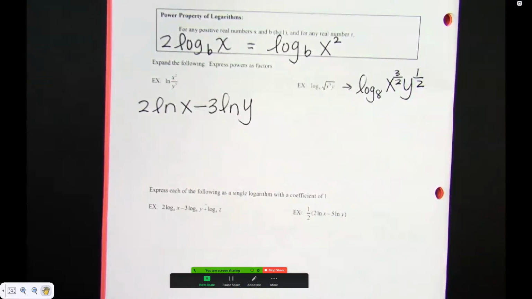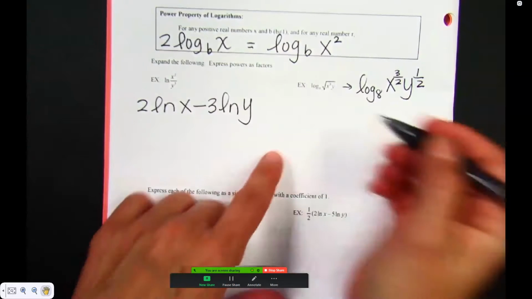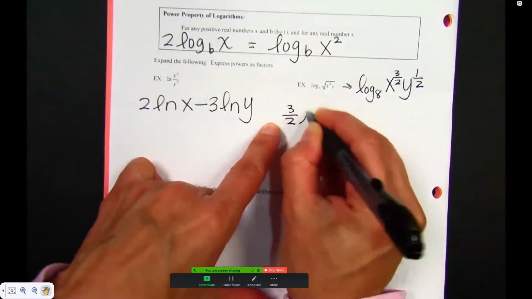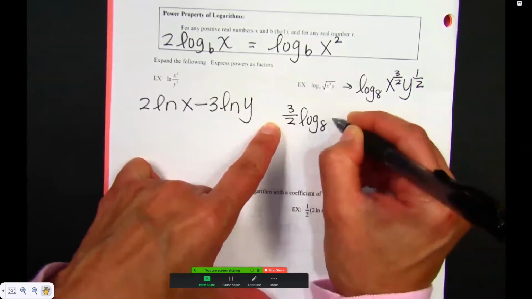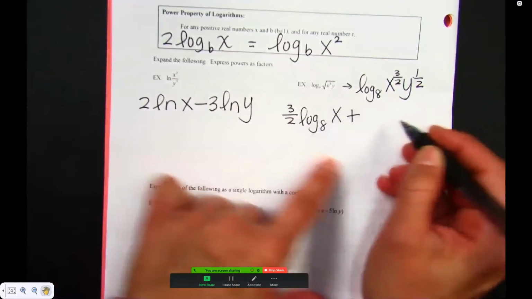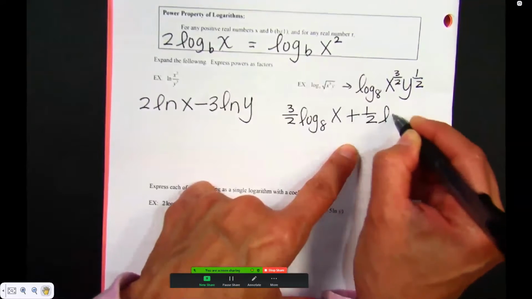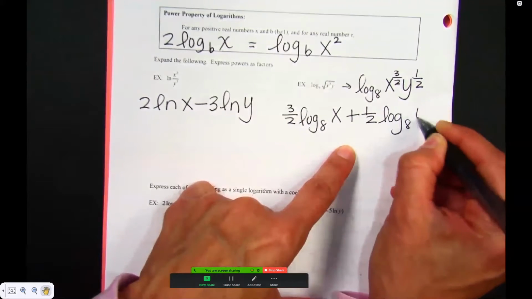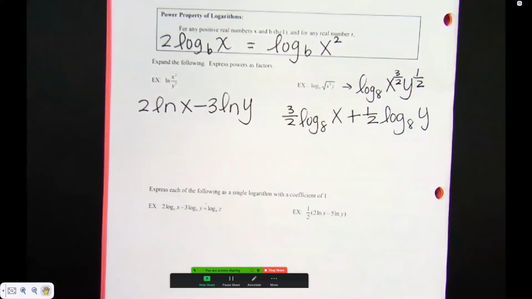Let's expand that out. Are you going to have a plus sign or a minus sign? Yeah, and guys, don't forget, you're not writing the word log first. The exponents come first. So it's going to be 3/2 log base 8 of x plus 1/2 log base 8 of y. And that's as hard as it gets for today.